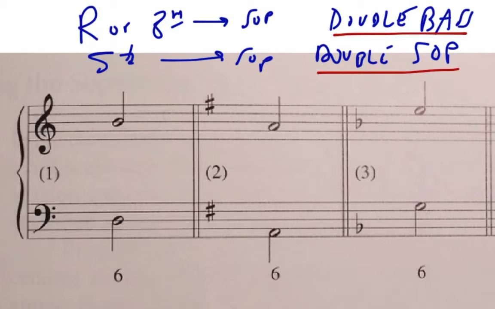So let's go ahead and take a look at the first three examples from assignment 10.5. All of these are examples where we're going to see the root or third in the soprano, so we'll end up doubling the bass.